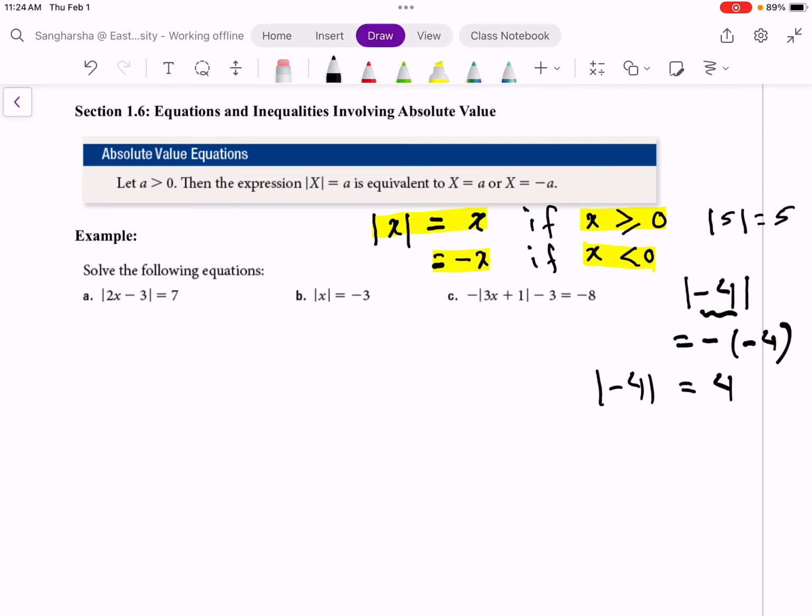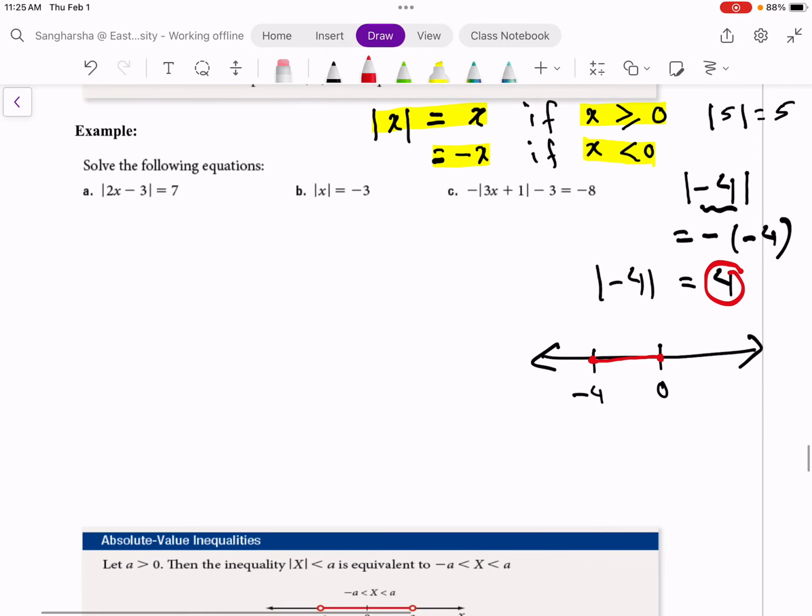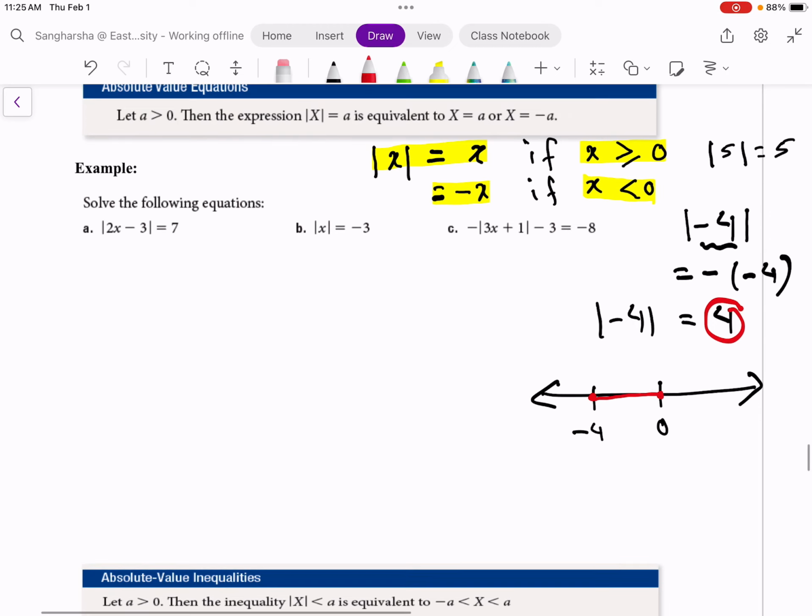So we have a number line, with 0 here and negative 4 here. Absolute value gives us the distance of a number from 0. So this is 0, and we are looking at the distance of negative 4 from 0. This distance is 4, and distance is always positive. Distance can't be negative, and this is also the reason that absolute value is always positive. Absolute value gives us the distance of a number from 0 on a number line. All right, so this is about absolute value.